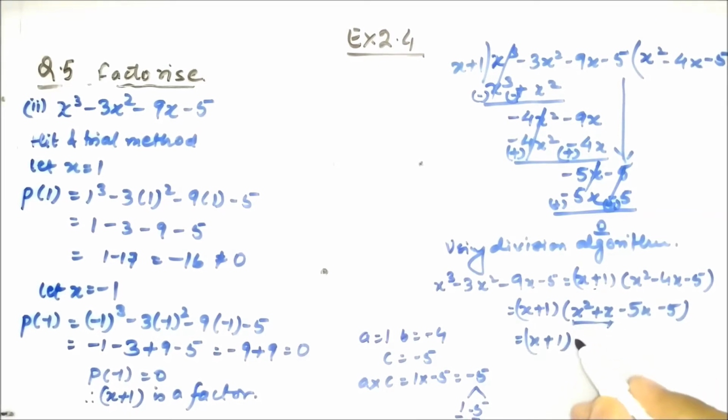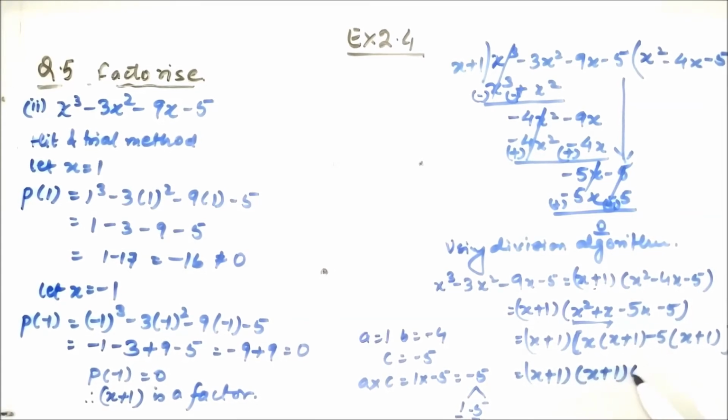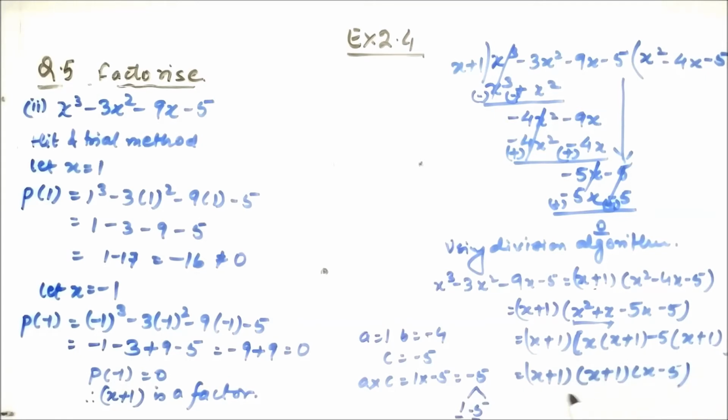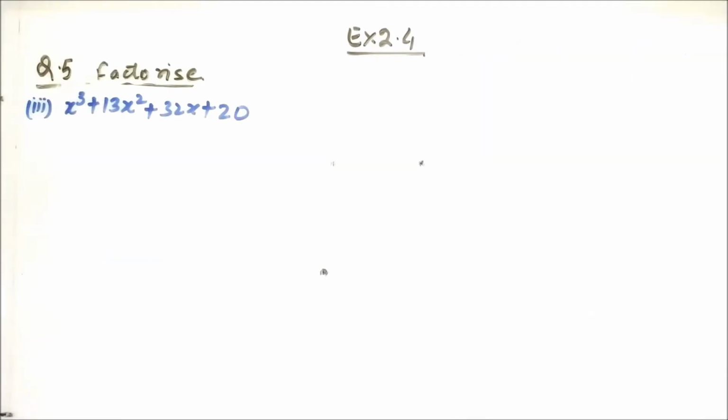Now when you take these two terms, you can take x as common, and we'll be left with x plus 1. From here you can take minus 5 as common and you are left with x plus 1. Both brackets should have the same value, x plus 1, so you can take x plus 1 as common here, and you will be left with x minus 5. And these are the three factors that we require. I hope you understood the method that we have done here. Let us do the next part of this.